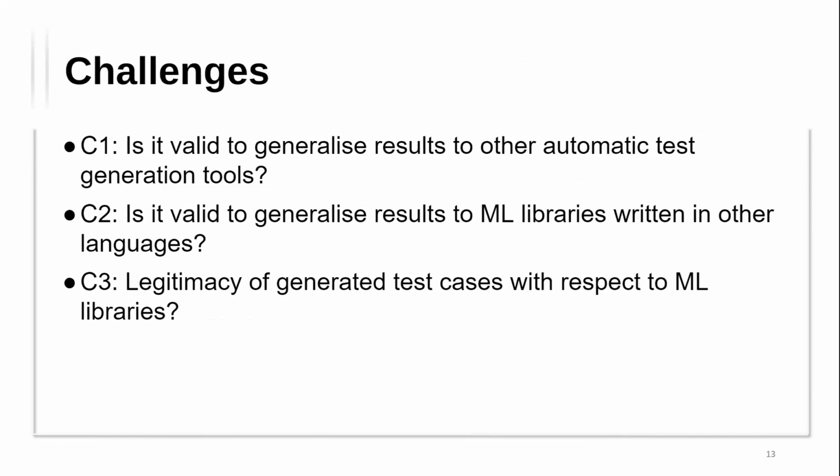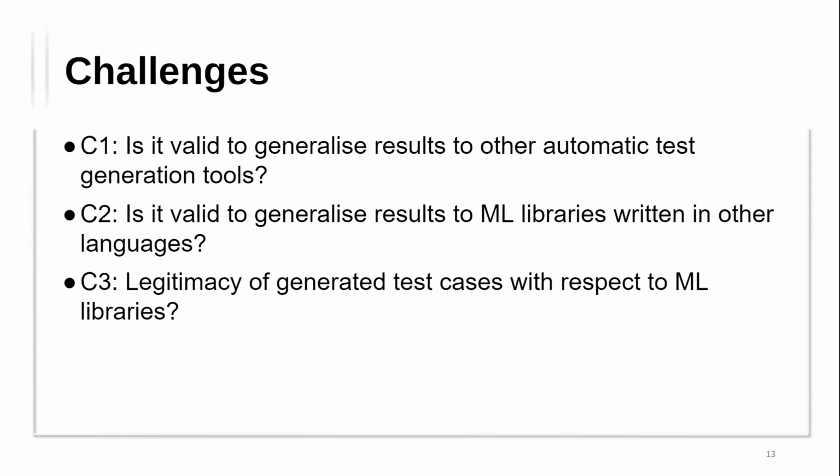So again, we're talking about the 3 challenges to the validity of this paper's results. Later I'll show exactly which tools are selected. In this paper, the authors select 5 machine learning libraries and treat them as representative of the general corpus of machine learning libraries. So the first challenge here is whether it's valid to generalize results on these 5 libraries to all. Oh, sorry, it's the second one.